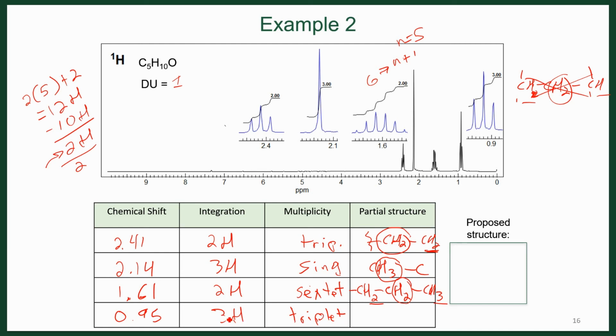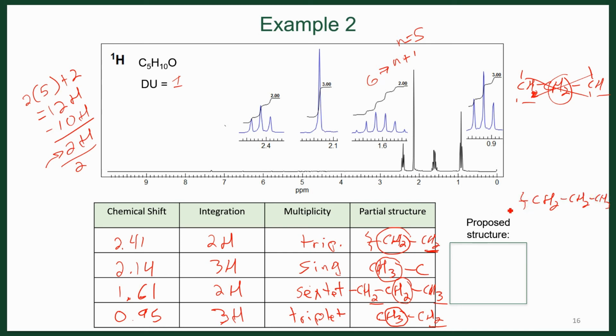And so let's look at our final signal here, where at 0.9 we have a CH3 group. And this CH3 group, based off of the integration value of 3, is split into a triplet, which means that it must have 2 neighboring hydrogens on the adjacent carbon, based off of our n+1 interpretation. And this fits with our partial structure that we laid out for our signal at 1.6 and 2.41. All right. So if we combine those 3 signals, what we end up with is very strong evidence for a propyl group.